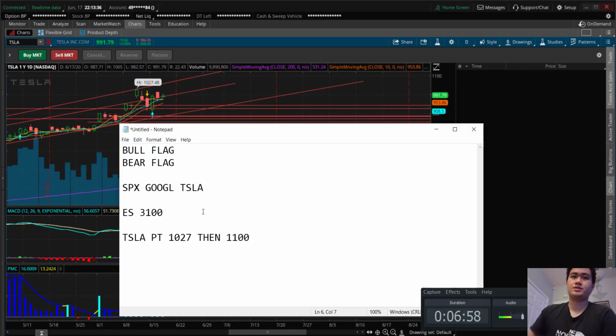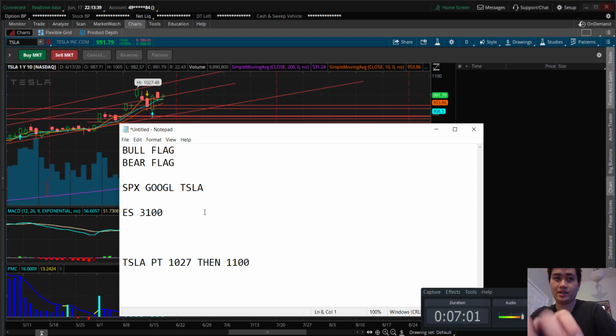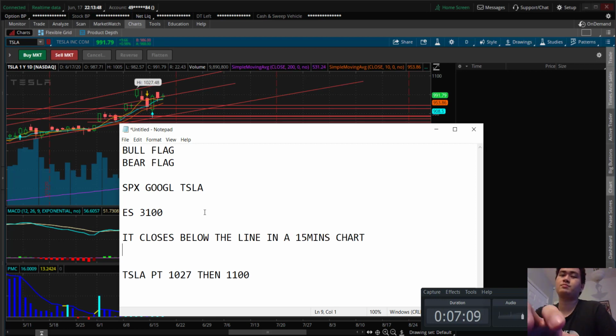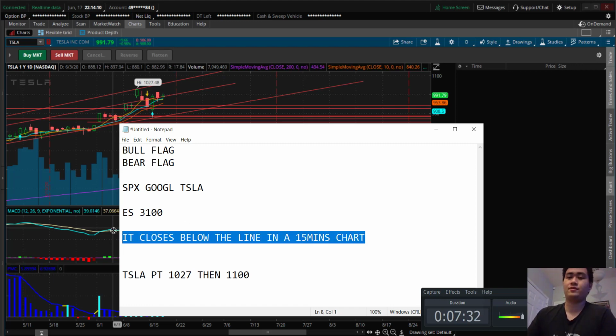One important thing is that when something breaks support, we need to make sure that it closes below the line on a 15-minute chart. Some people use a 10 or 5, but I use 15 because we have so much volatility going on. It can be up 10 points and then down 10 points the next second, it moves too fast. So we need a close below on the 15-minute chart. That's my rule of thumb from now on, as we have increased movement on both sides. That's something we need to watch out for.